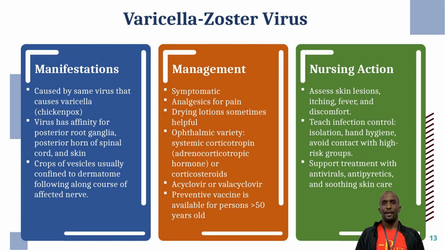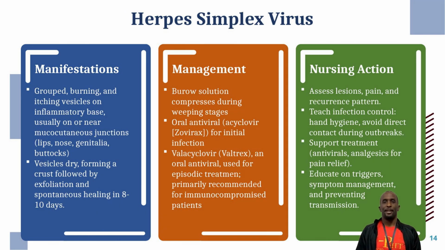Varicella zoster virus, responsible for chickenpox, targets the posterior root ganglia and skin, causing vesicular eruptions along nerve paths. Management includes analgesics, drying lotions, and antivirals like acyclovir. For ophthalmic cases, corticosteroids are used. Vaccination is advised for those over 50. Emphasize infection control, lesion assessment, and supportive care. Herpes simplex virus presents as grouped, burning vesicles on mucocutaneous junctions, healing in 8 to 10 days.